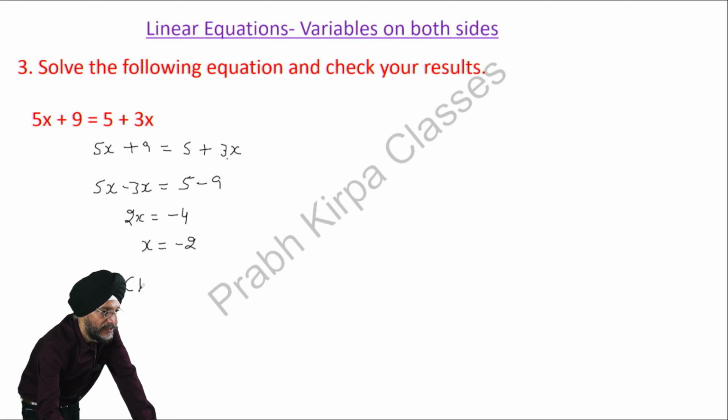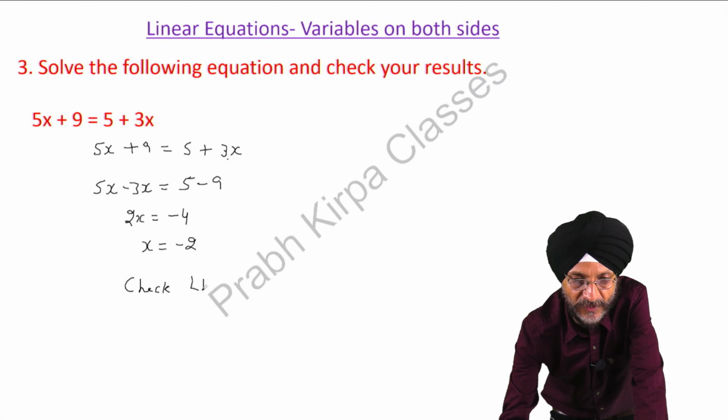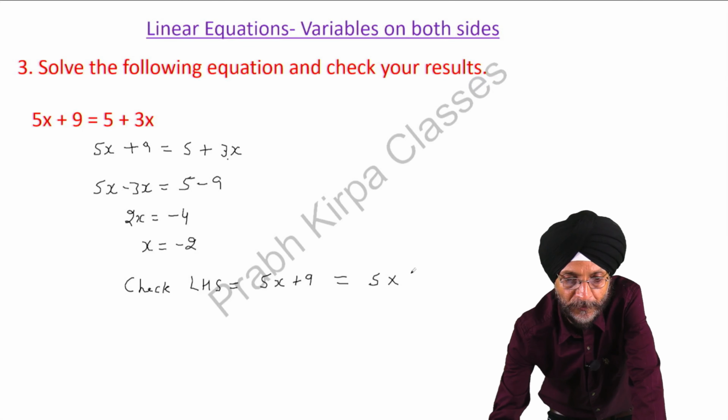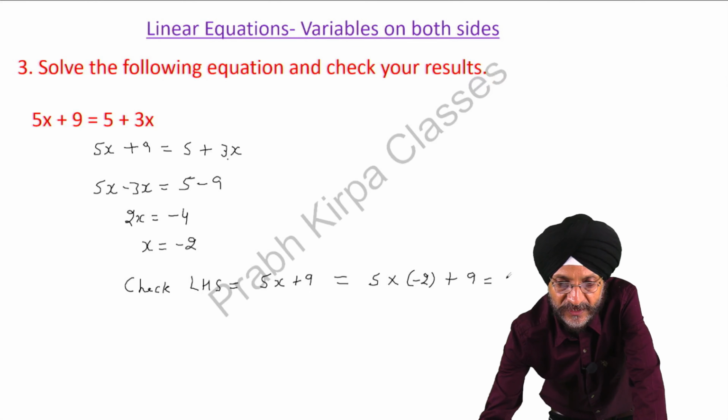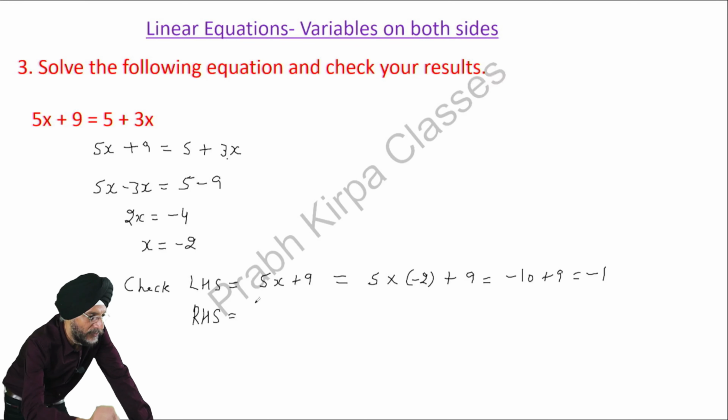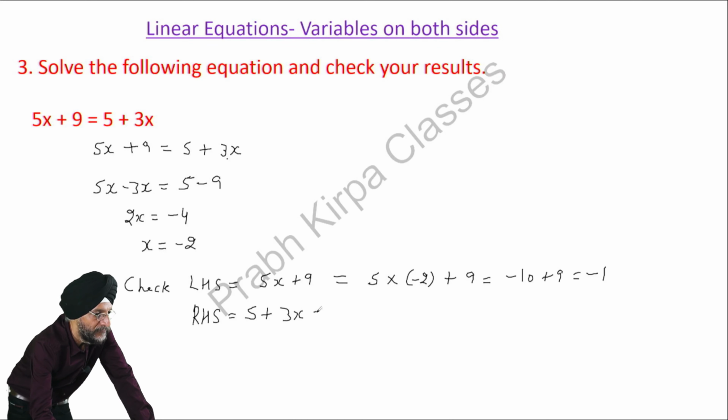So now we will check our results. Check left hand side. Left hand side values are 5x plus 9. So we will fill in the value, 5 into minus 2 plus 9. So minus 10 plus 9 is equal to minus 1. So now check the value of the right hand side. What is the expression? The expression on the right hand side is 5 plus 3x. 5, we will fill in the value of x. 3 into the value of x, which is minus 2.